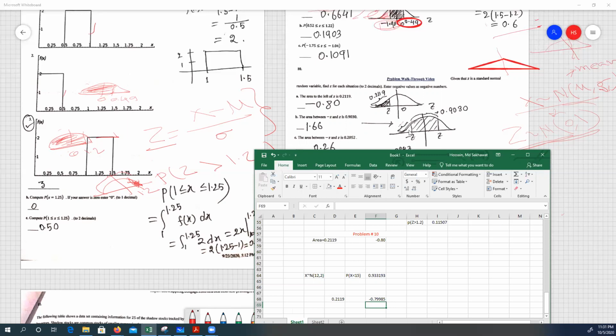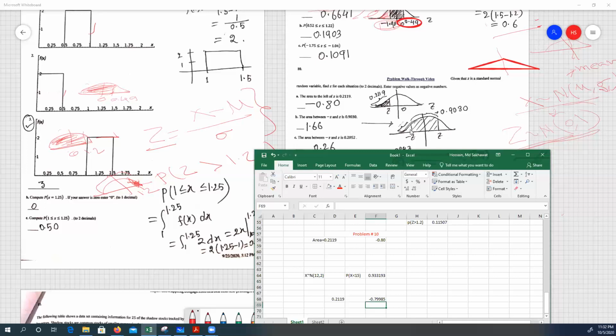To find this area, we know that the total area is 1. Since this number and this number are the same, and this is bell-shaped and symmetric, when you have a negative value and a positive value, that means you have the same value with negative sign and positive sign, so the area on the left side and the area on the right side will be the same. That means the area on the left side of this negative number, since this number is the same with opposite sign, is the same as the area on the right side of this positive number.